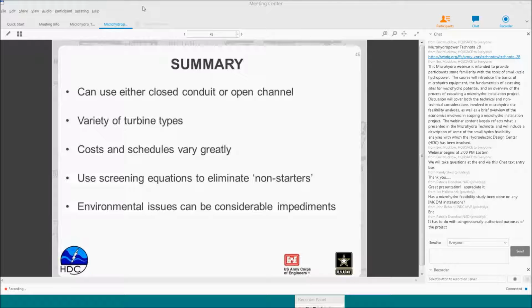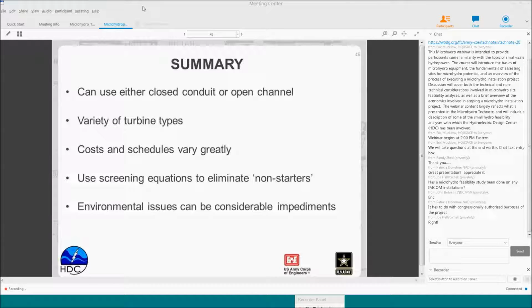So there's a question: has a microhydro feasibility study been done on any installations? Sorry, I know you're a researcher. Installation Management Command, that's the people that run the Army facilities, basically Army forts and installations, Fort Gordon, Joint Base Lewis-McChord or something like that. Military facilities.